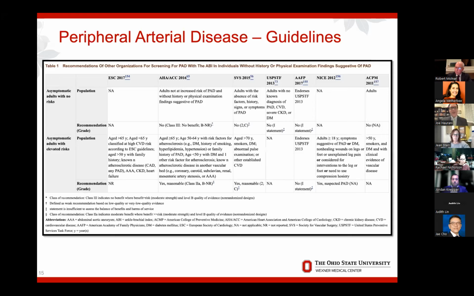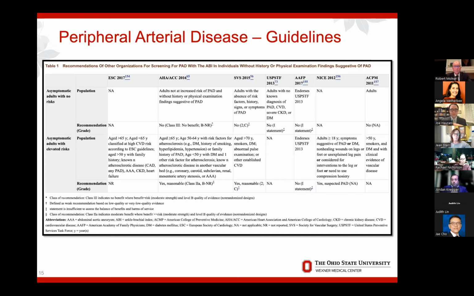The other trouble that we have with this is if you look at all the various large professional societies, European, American Heart, Society of Vascular Surgery, the Preventive Service Task Force, American Association of Family Physicians, we all have different recommendations on who to screen, when to screen. All right, so in brief, for the Society of Vascular Surgery, because that's one that we tend to care the most about, it's if you have an asymptomatic adult with no risk factors, really, there's no strong recommendation for screening.